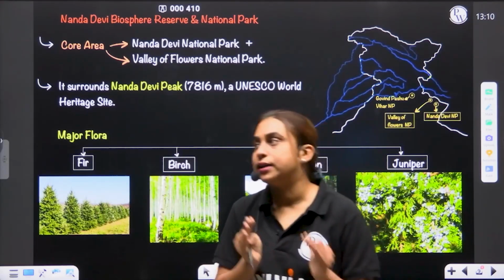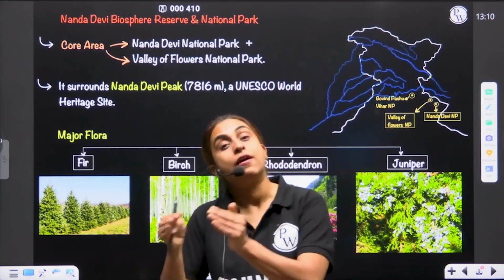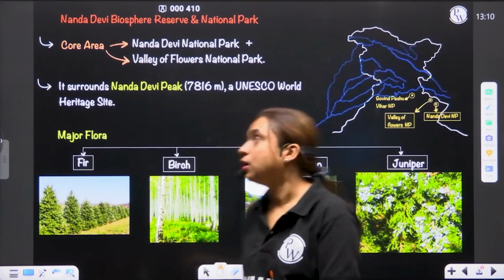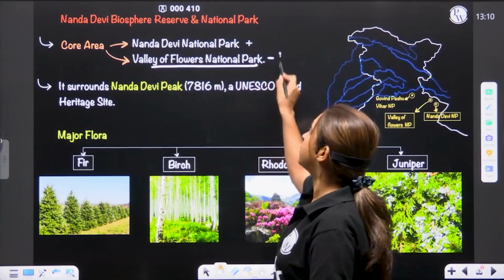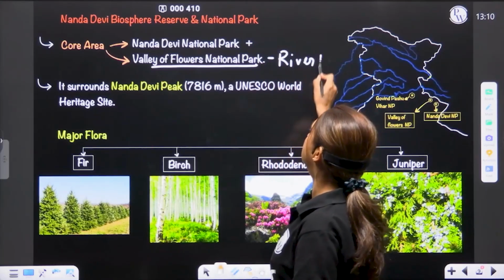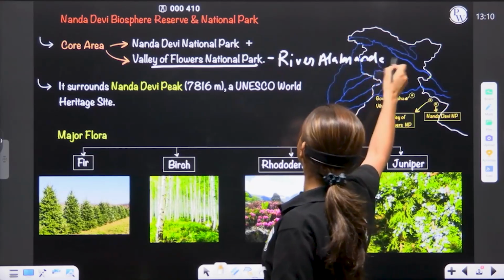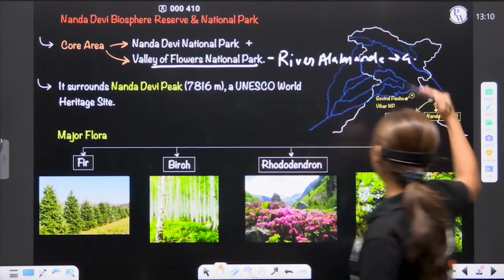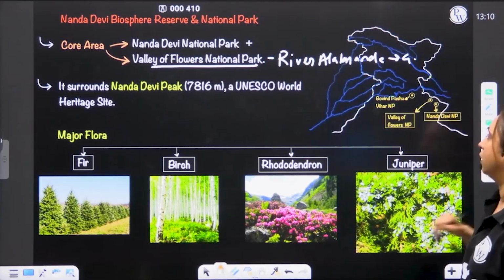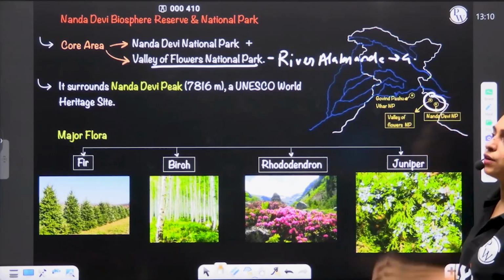In the core area, it has Nanda Devi National Park, and it also has Valley of Flower National Park. From the Valley of Flower National Park, there's a river called River Alaknanda, which is a part of the Ganga River System. You can see it here, in Uttarakhand.